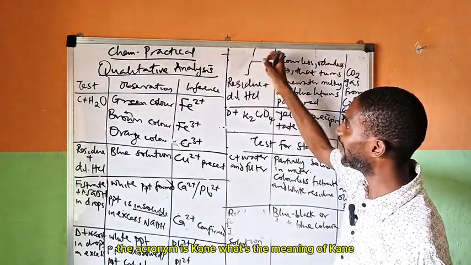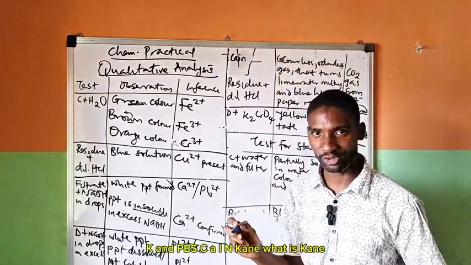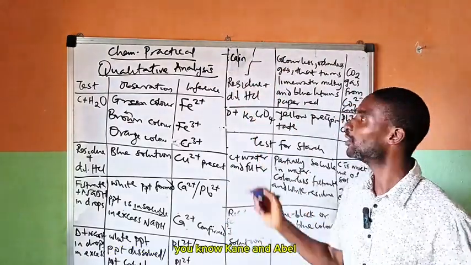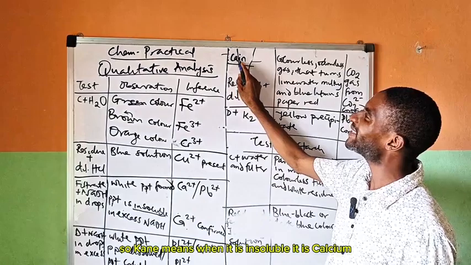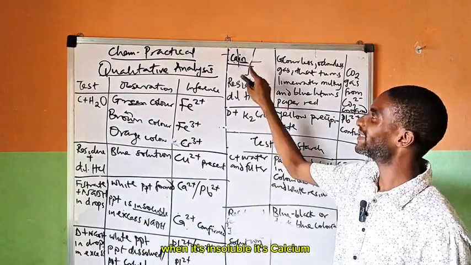What's the meaning of CAIN? C-A-I-N, Cain. You still remember, those of you that are Christians, you know Cain and Abel. So CAIN means when it is insoluble, it is calcium. When it's insoluble, it's calcium.